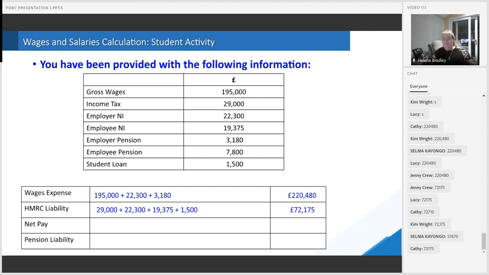And the net pay, and this is the one that there's a lot going on for. So this time, it's the gross wages less all employee deductions, or contributions, should we say. So it's the income tax, the employee NI, the employee pension, and the student loan. So it's the gross wages less the income tax, less the employee NI, less the employee pension, and less the student loan. So a lot to calculate there, guys, but I'll give you a moment to consider it.